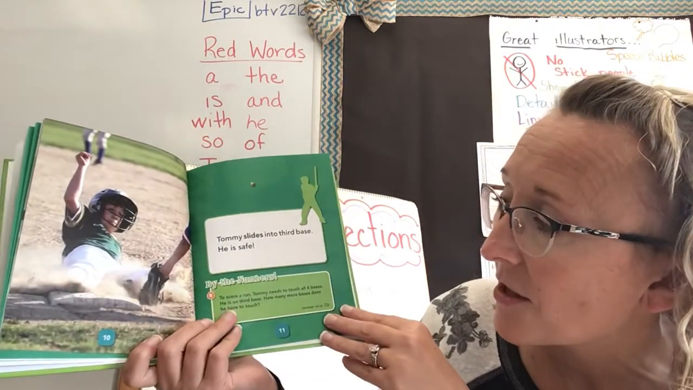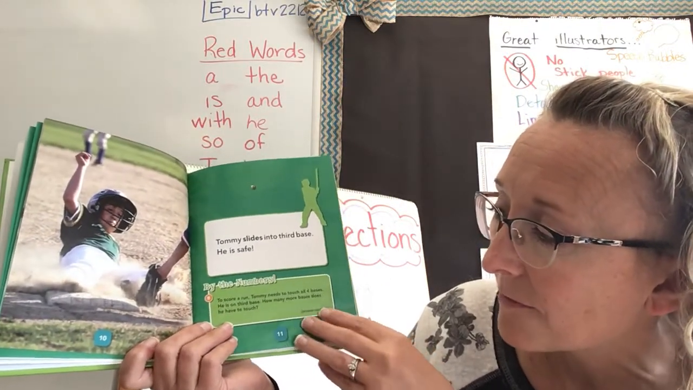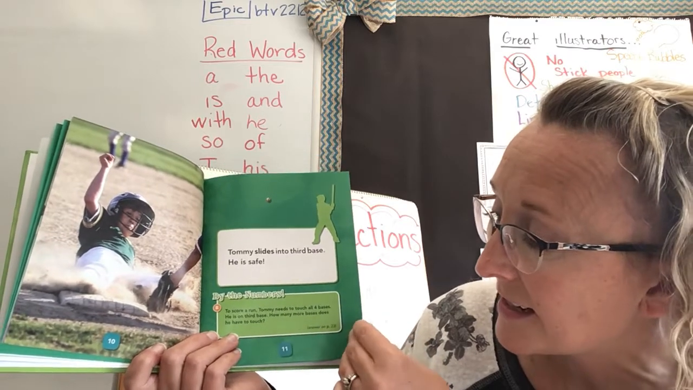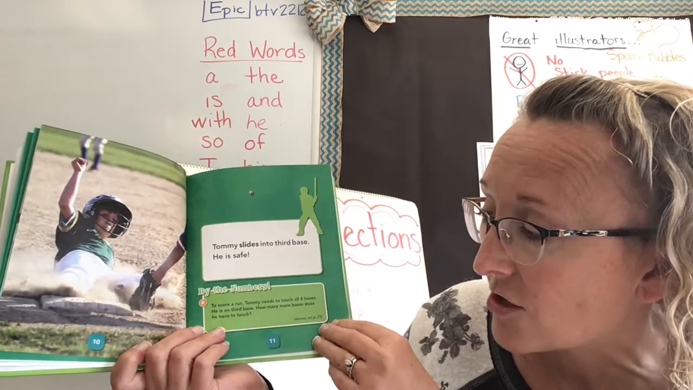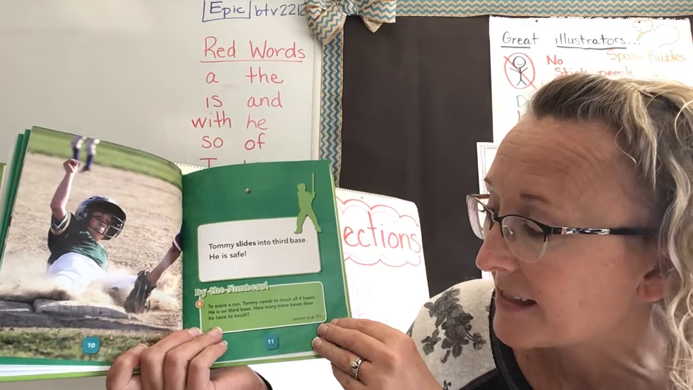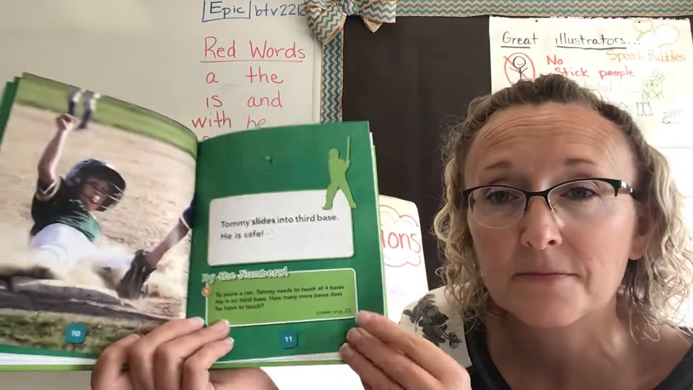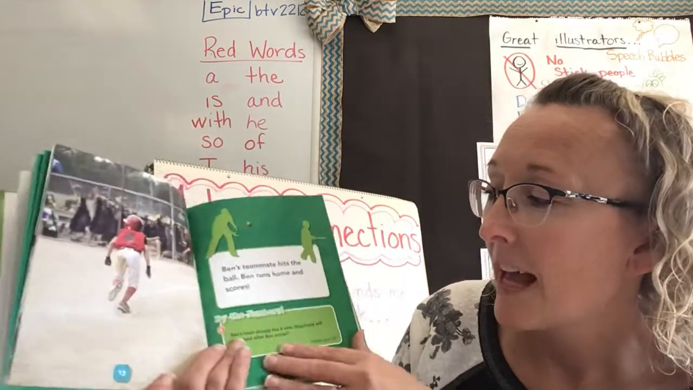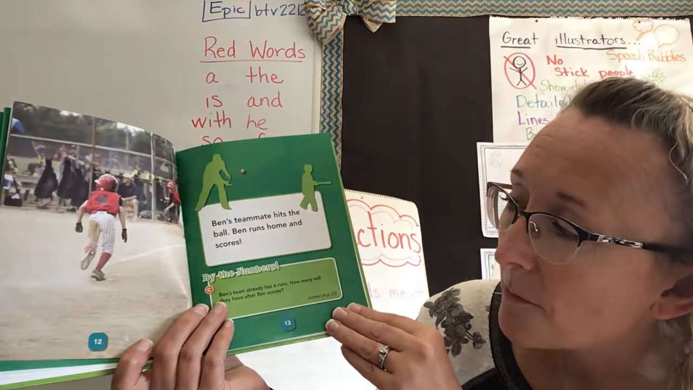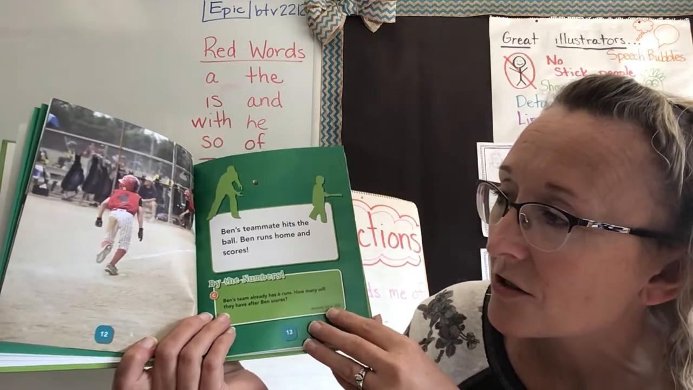Tommy slides into third base. He is safe. To score a run, Tommy needs to touch all 4 bases. He is on third base. How many more bases does he have to touch? Ben's teammate hits the ball. Ben runs home and scores.